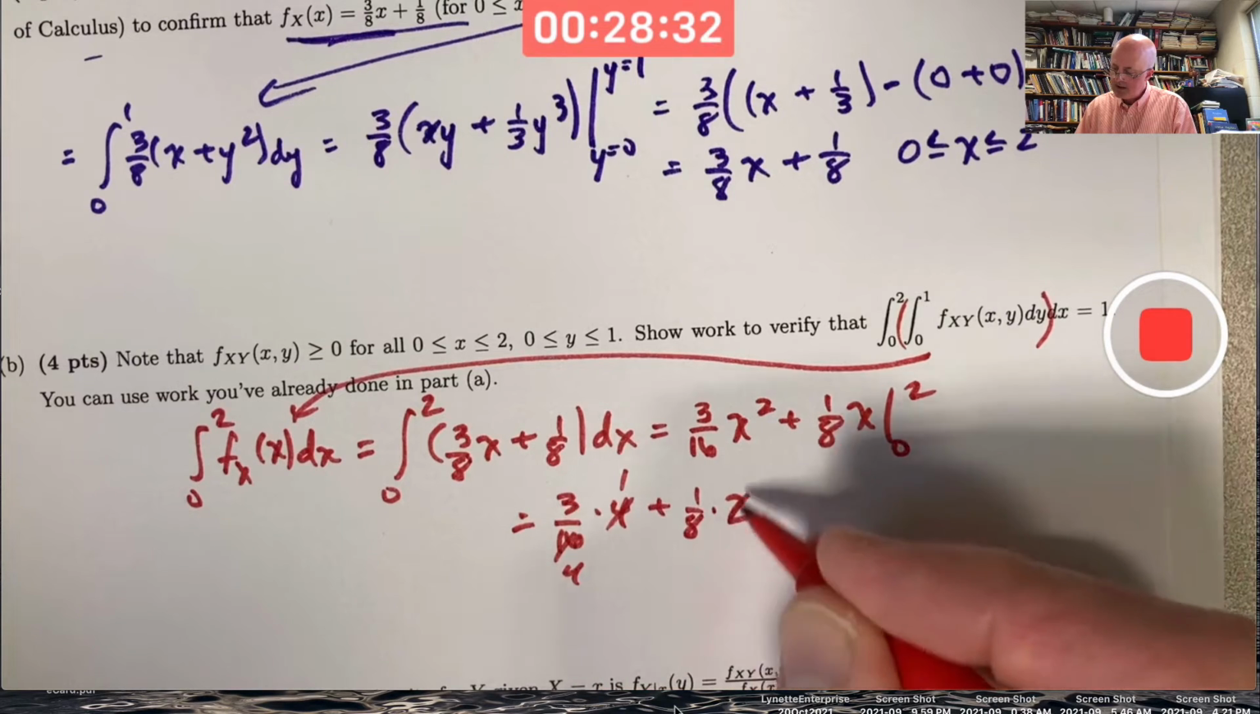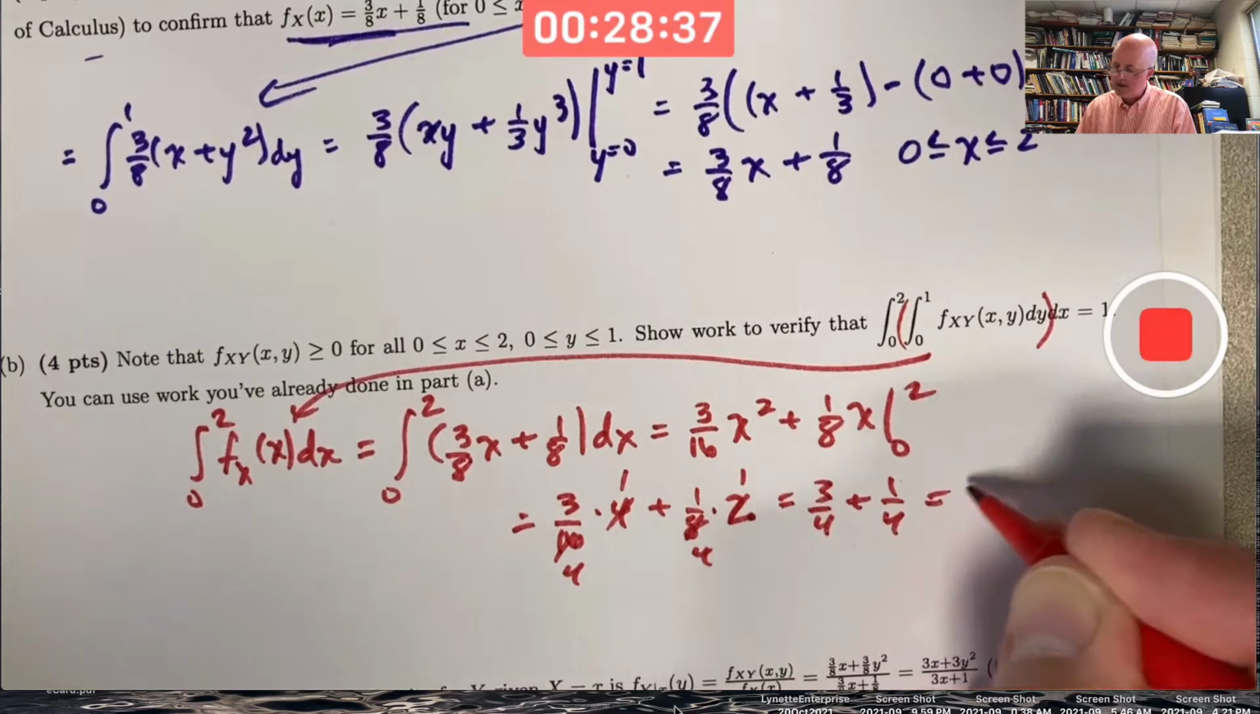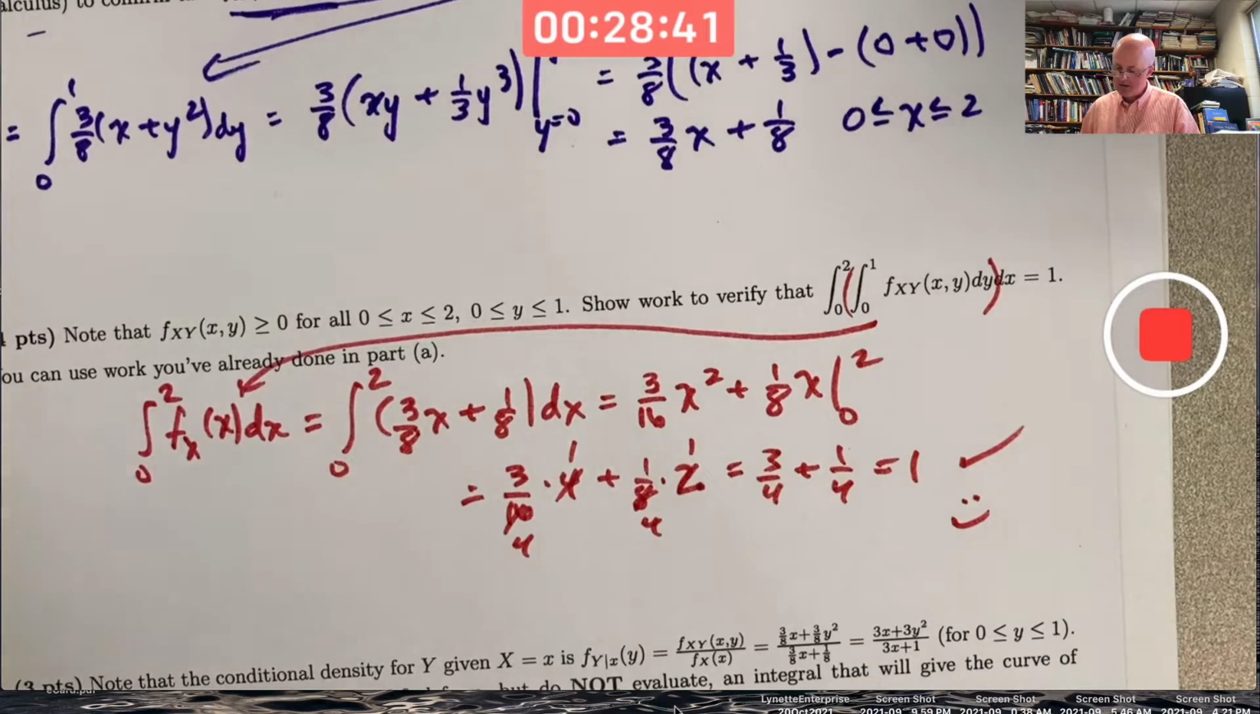Let's do a little cancellation here. Looks like we got 3/4 plus 1/4 equals 1. Yes, we have done it. We are happy, happy, happy. Okay, it does integrate to 1.